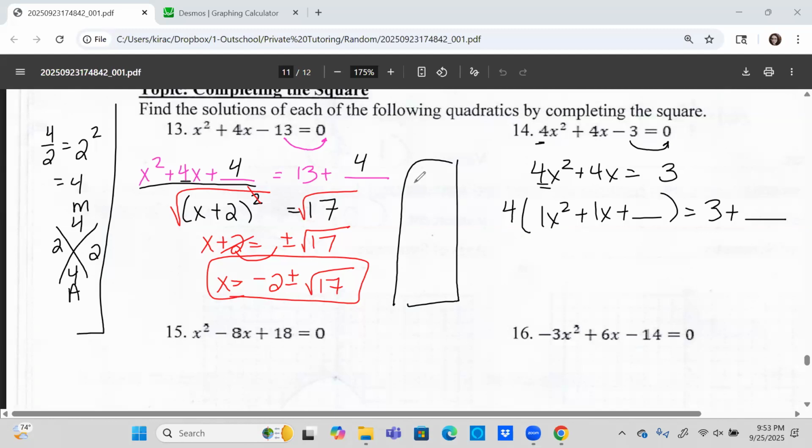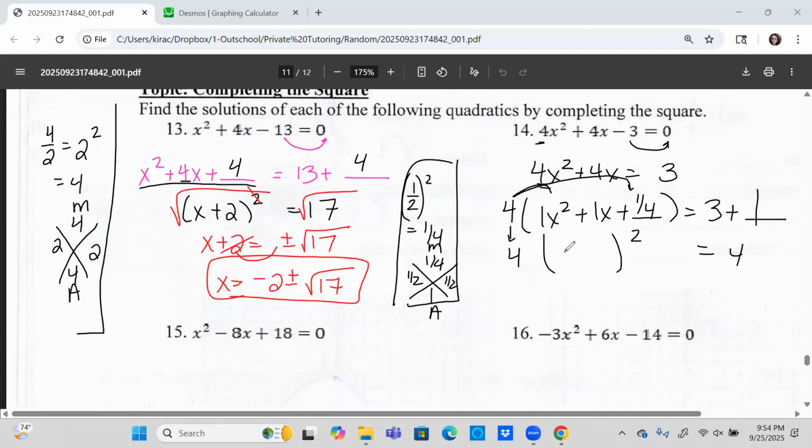Take the middle number 1, cut it in half, which is a half, square. A half times a half is a quarter. 4 times a quarter is 1. So that's what goes on the other side because you have to keep the balance. Because if you distributed that 4, 4 times a quarter is 1. Drop the 4. This should factor nicely. What multiplies to a quarter adds to 1? A half times a half is a quarter and adds to 1.